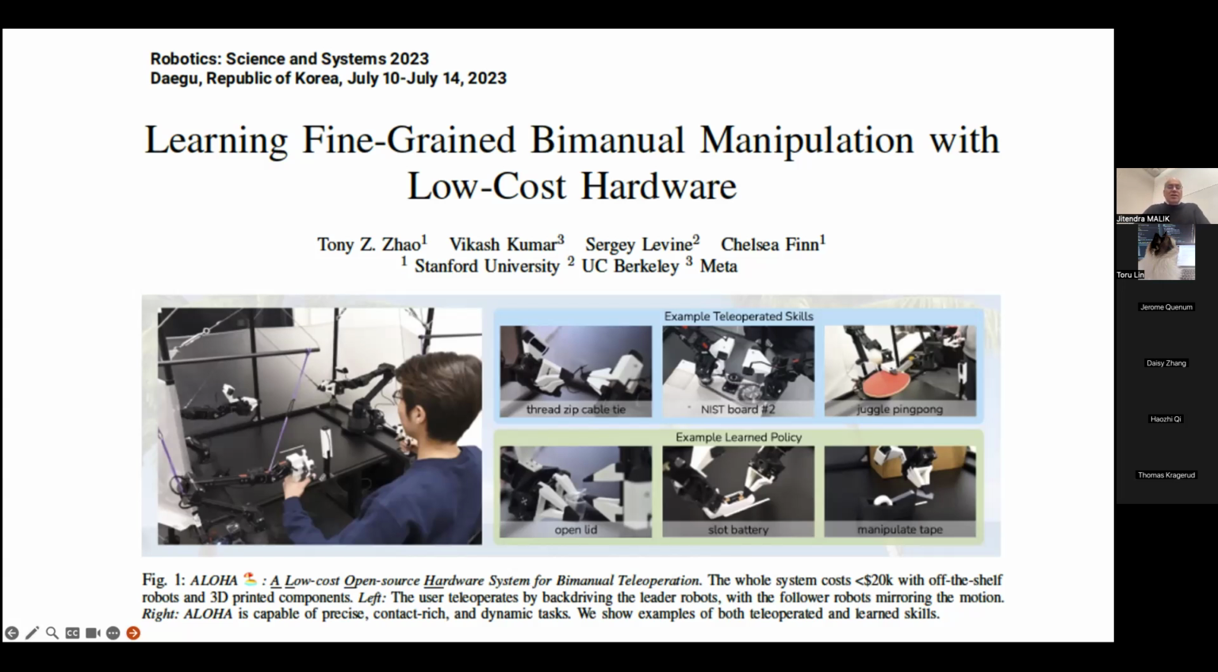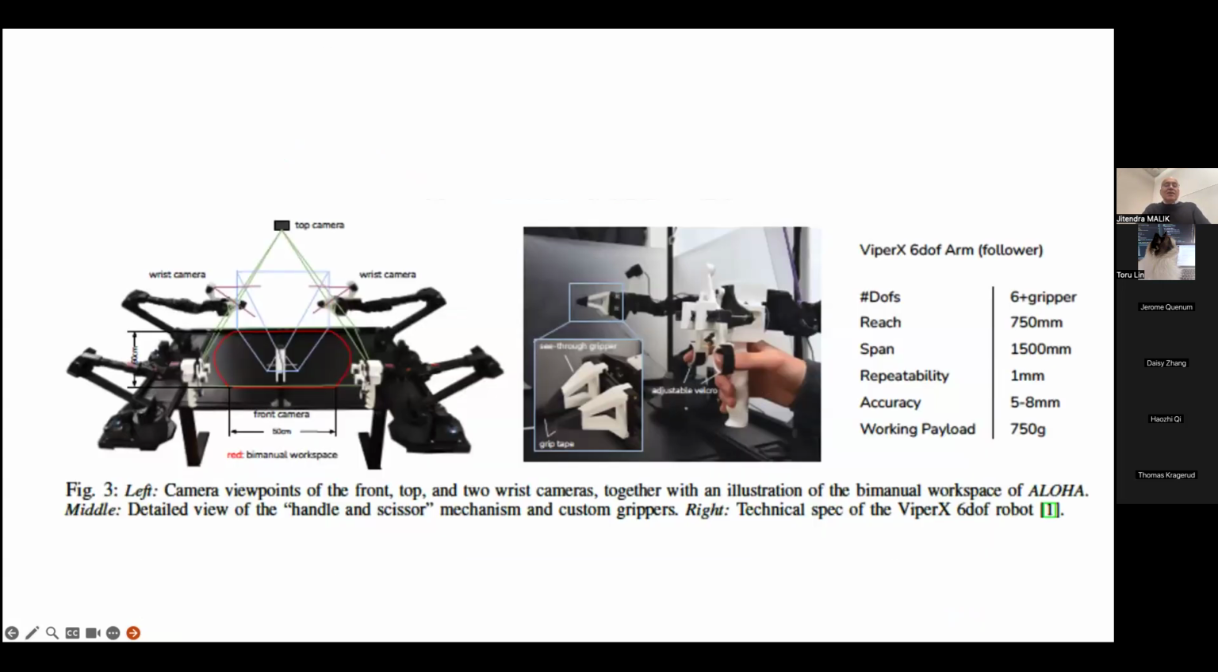What they showed were a series of teleoperated skills. Examples here: threading a zip cable tie, slotting a battery, opening a lid, manipulating tape from a dispenser, things like that. And this gives you more of the hardware setup. There is bimanual, there's a wrist camera, there's a top camera, and there's a front camera. The arm being used is not a super high precision arm. They've listed the repeatability as on the order of a millimeter.